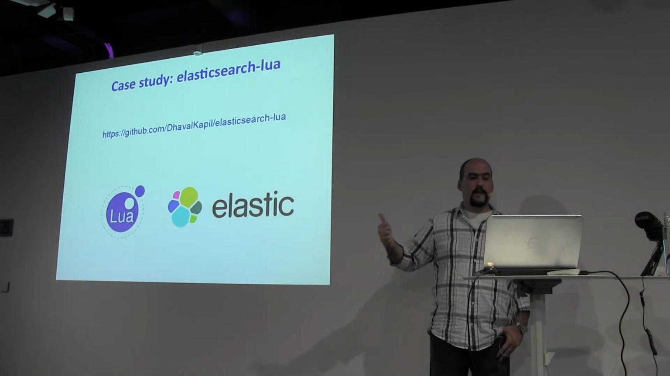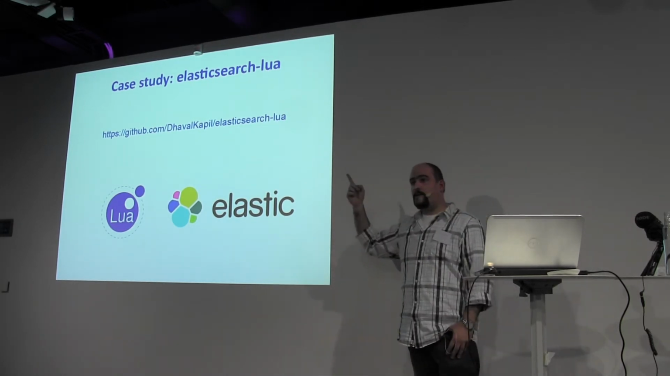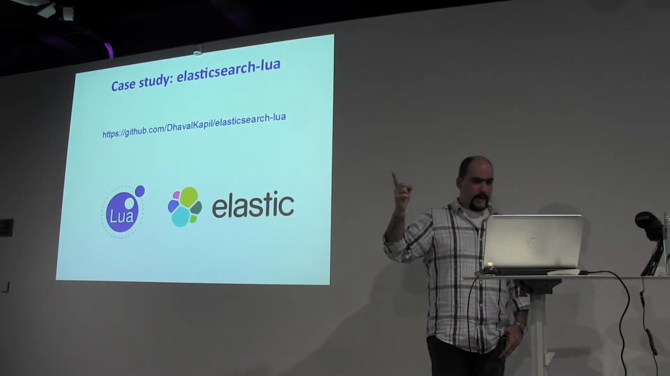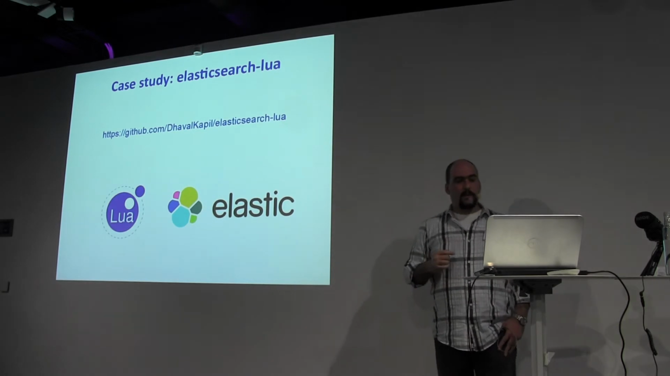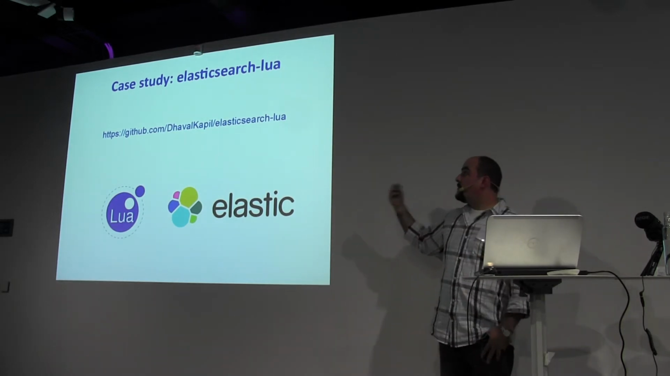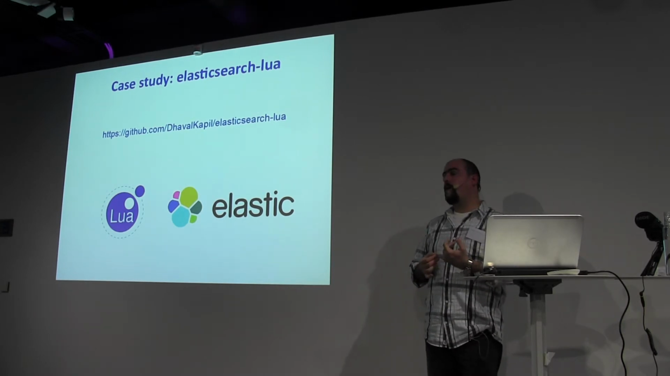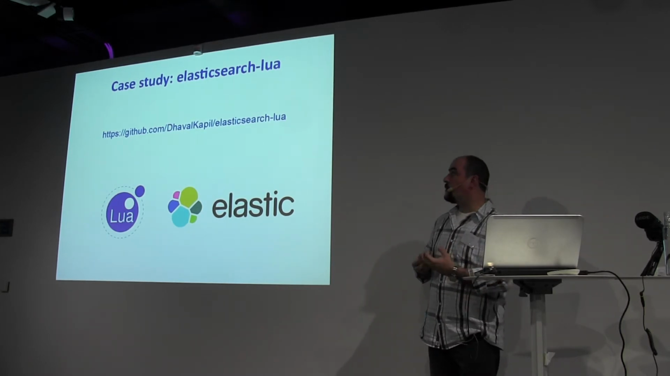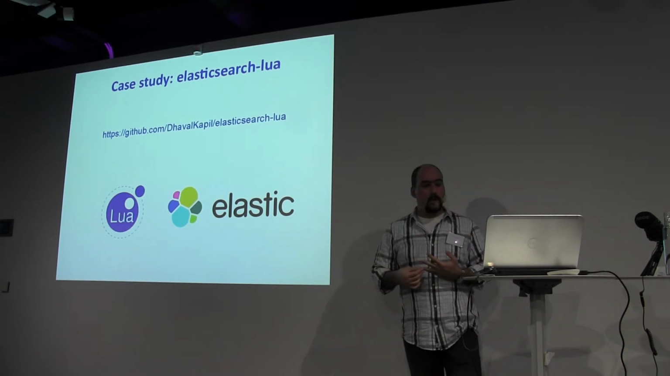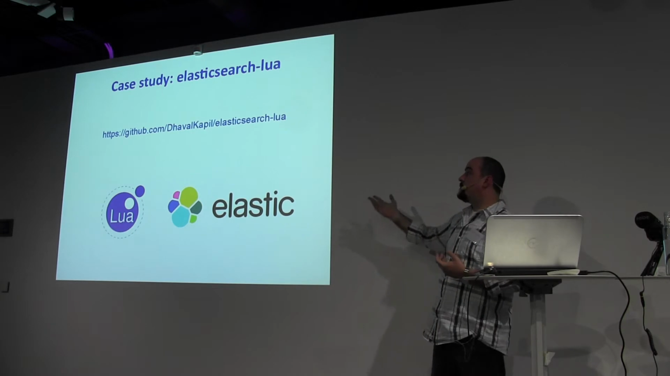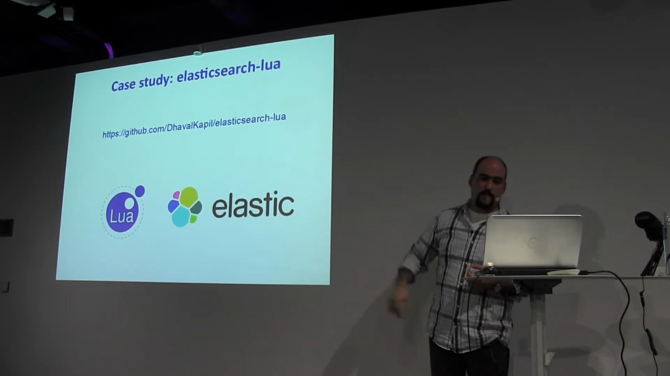I recently submitted a pull request adding Travis CI integration to Elasticsearch Lua, a client of Elasticsearch that we talked about, because it was a perfect candidate. Why? Because it already had a build script, the LuaRocks rockspec. It already had tests, but it was just a matter of dropping a couple of files into the repository and submitting.